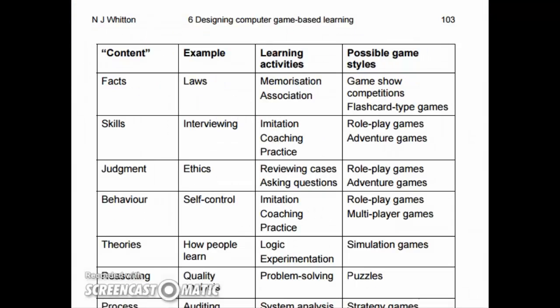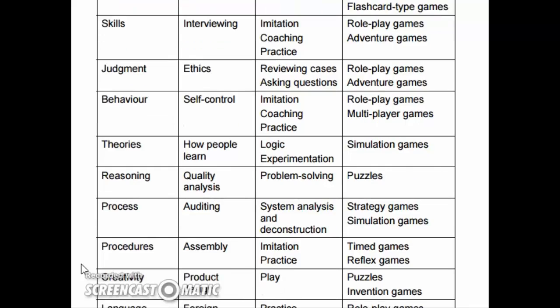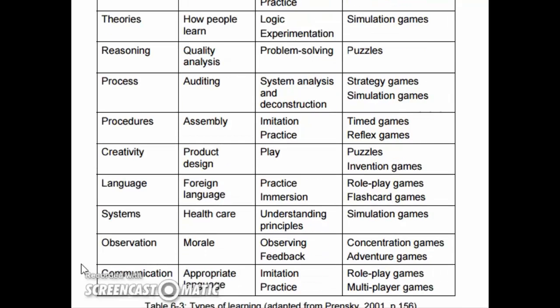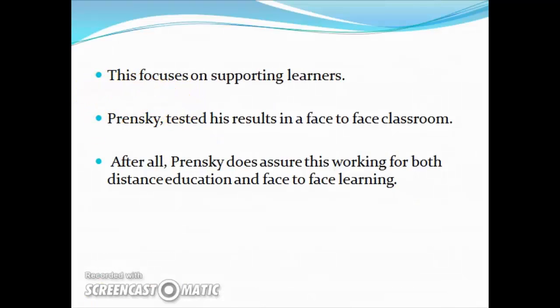As you can see here, Prince Guy used many different types of learning styles such as facts, skills, judgment, behavior, theories, reasoning, and so on and so forth. Now this table over here helps you link your game style to the different types of learning style. This focuses on supporting learners to develop and test their own understanding of the world rather than memorizing facts.